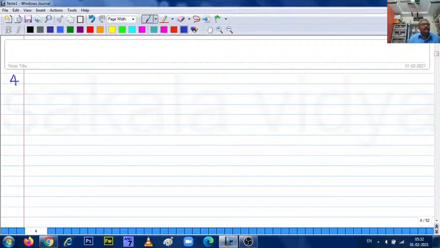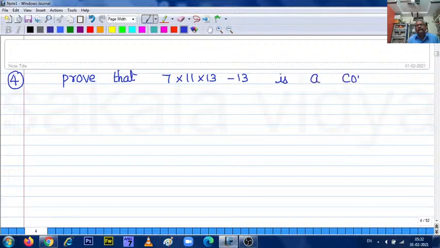Fourth question. Prove that 7 into 11 into 13 minus 13 is a composite number. Prime number means it has only one and the same number as its factors. But composite number means it has more than two factors. So that means now, solution.